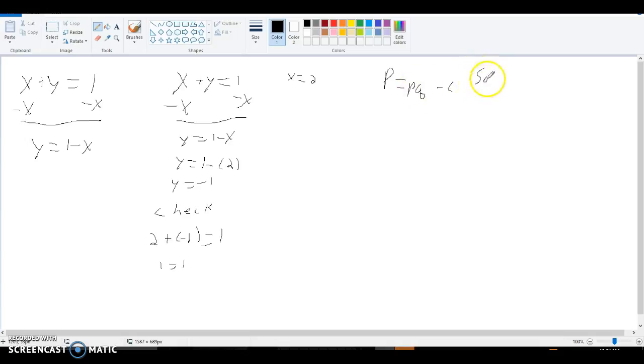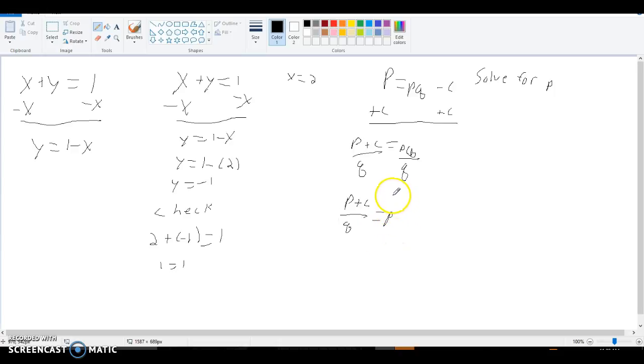So we're going to write this down so we remember. Solve for little p. So we're going to add C to both sides. And we get capital P plus C equals little p times Q. We're going to divide both sides by Q. And we'll see that capital P plus C over Q equals little p.